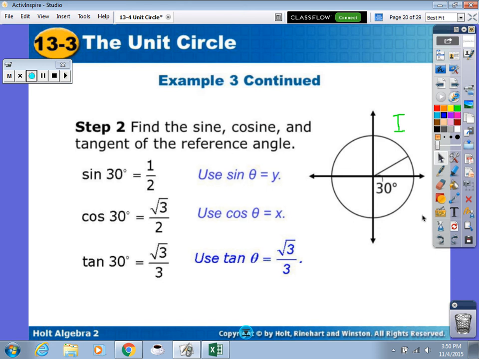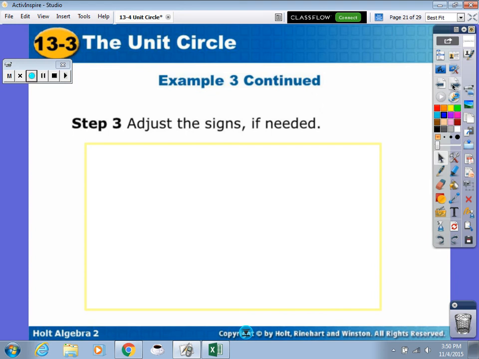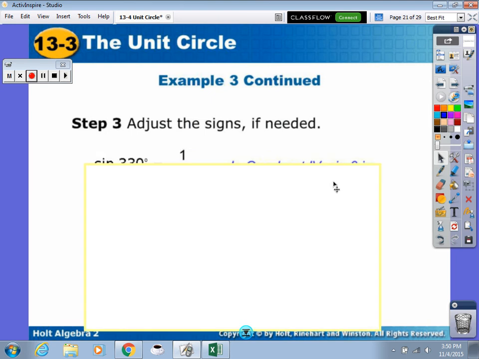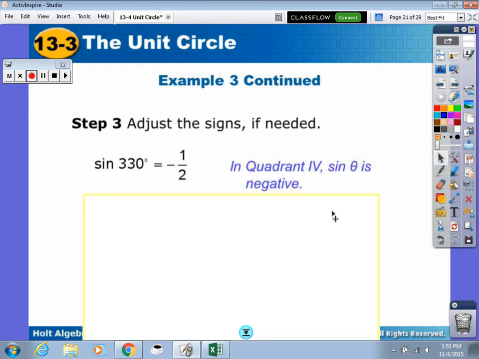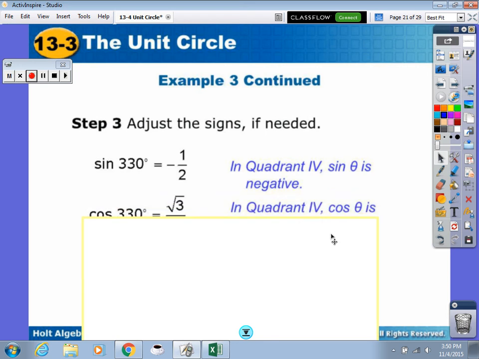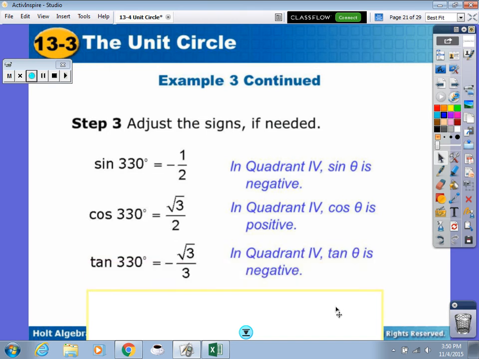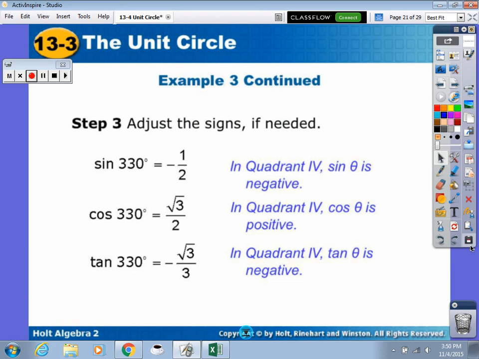Now what we have to take from here is we have each of our values. We now have to apply the sign, or adjust the sign, based on where this particular angle is actually located. Our angle is located in the 4th quadrant and our y value is negative there, so sine is negative. Cosine of 330 is positive in quadrant 4. And tangent, because one of the two parts of the ratio, the y, is negative, will be negative in quadrant 4.